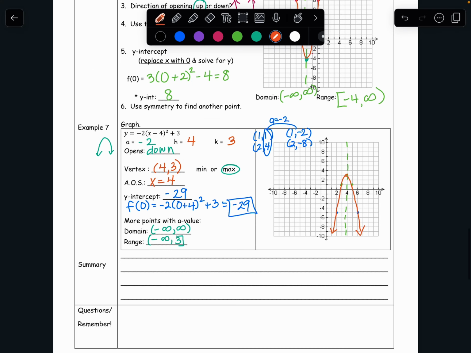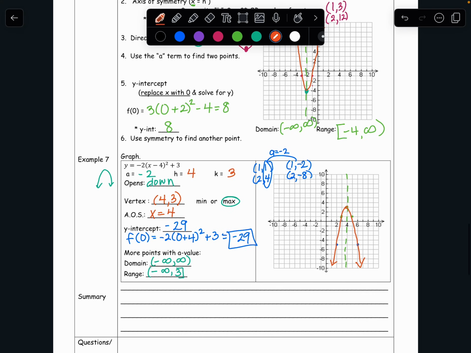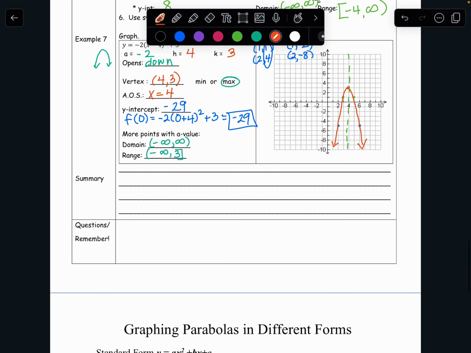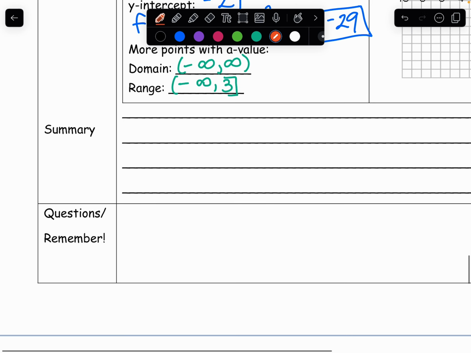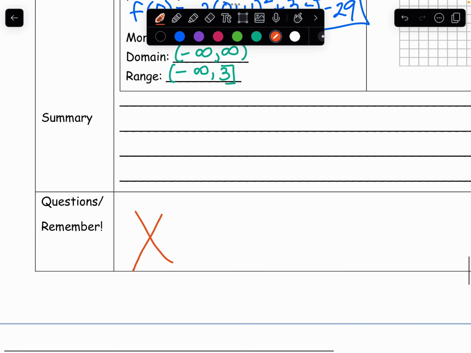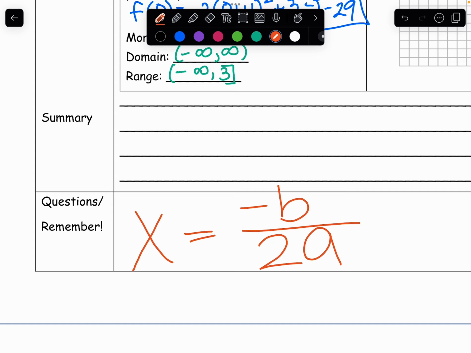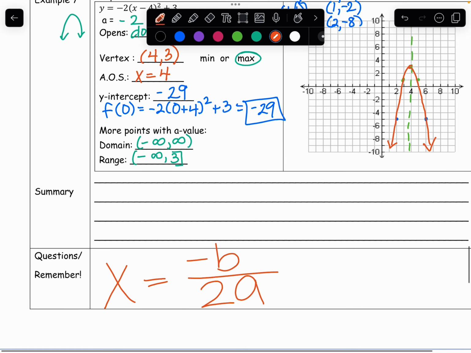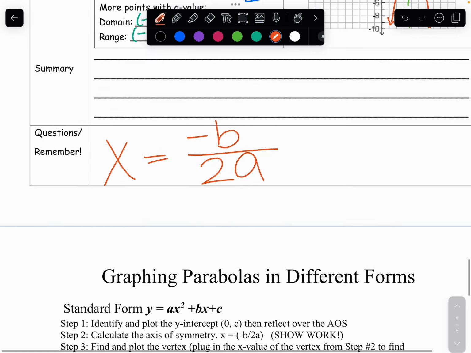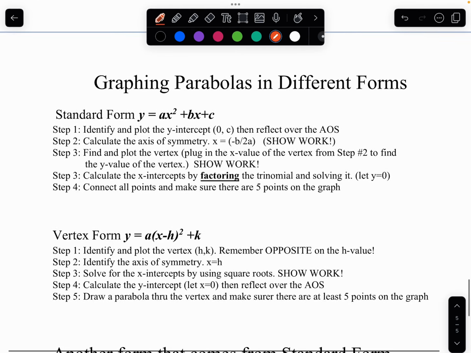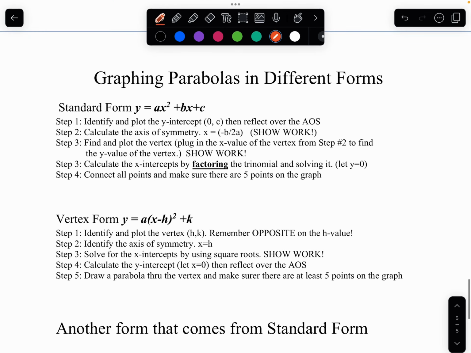So there is graphing standard and vertex form. For questions, I would really remember x equals negative b all over 2a. That is very important. The last page in your packet, it's just steps. It's verbal steps on how to graph standard and vertex form.